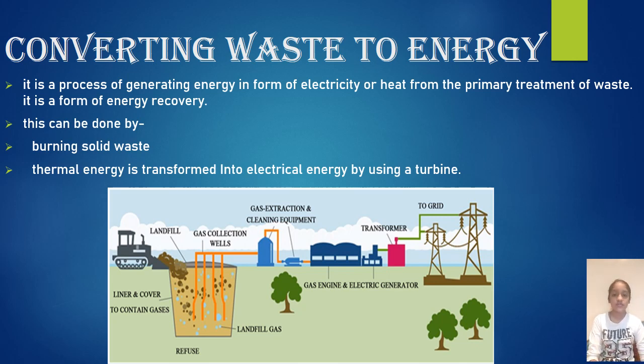How is waste converted to electrical energy? First, waste is dumped in a landfill that has a covering to contain gases. Then there is a connection of landfill to the gas collection wells. Then the waste gas is passed into the extraction and cleaning equipment, then the gas engine and to the generator. In the electric generator, the waste which is in gas form is converted into electricity and then passed into transformer, and from transformer it is transported to the grid.